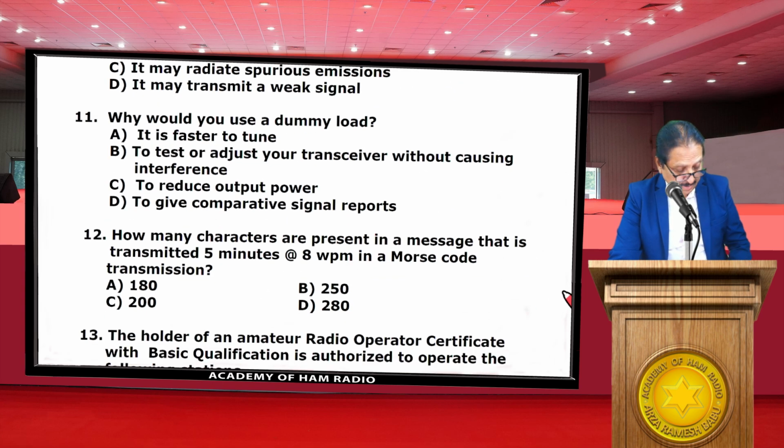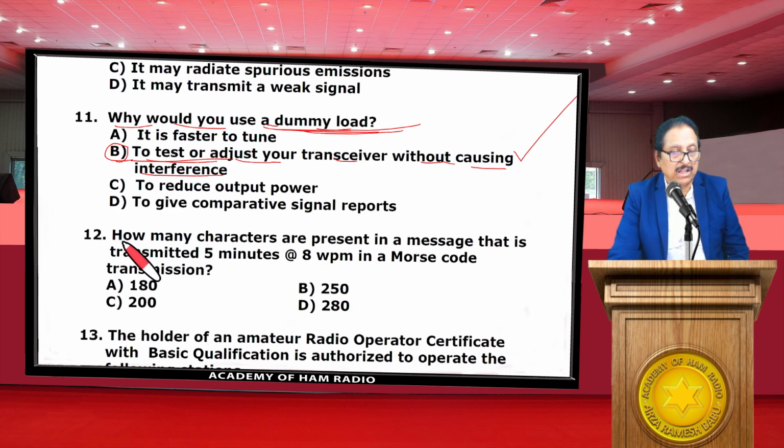Question number 11. Why would you use a dummy load? A dummy load we use either for adjustment of a transmitter or for a receiver. But while doing these adjustments, there should not be any interference to others. So for that to happen, to test or adjust your transmitter without causing interference, this is the option. Bravo is the correct option.